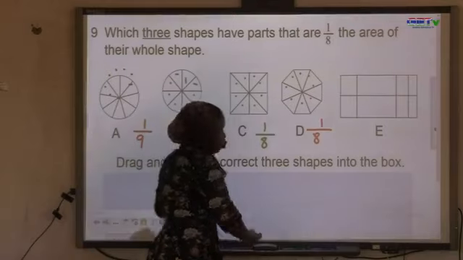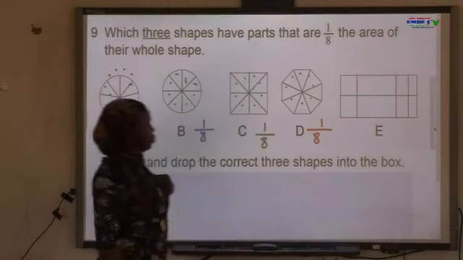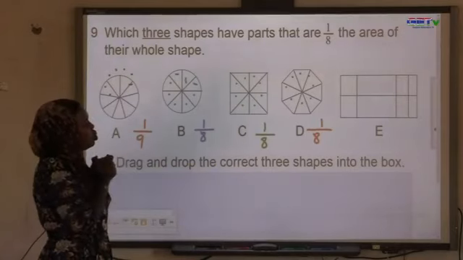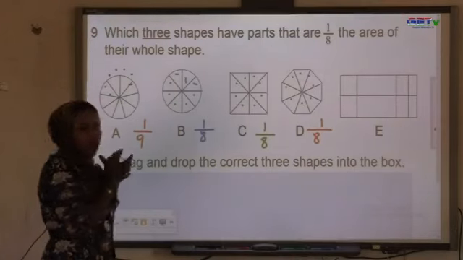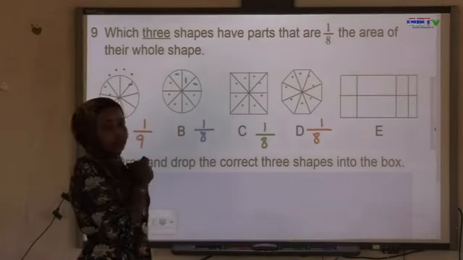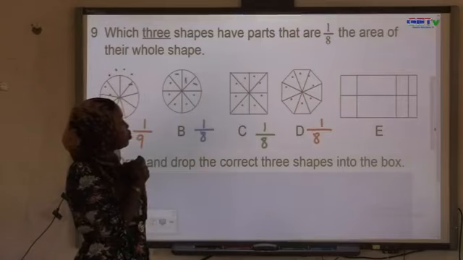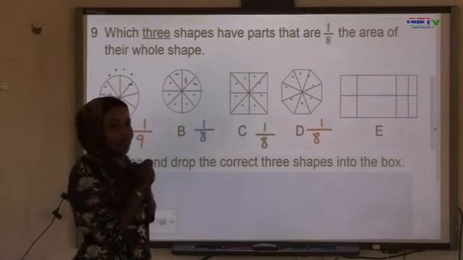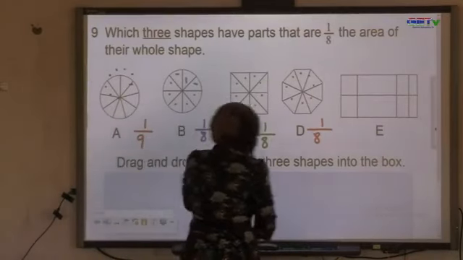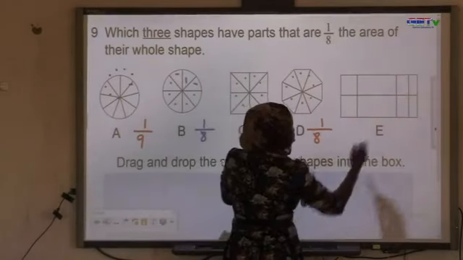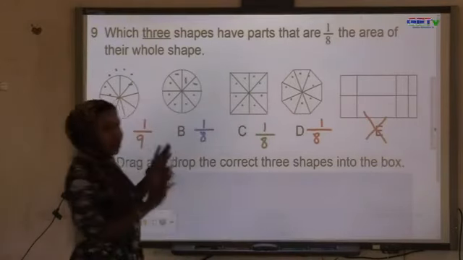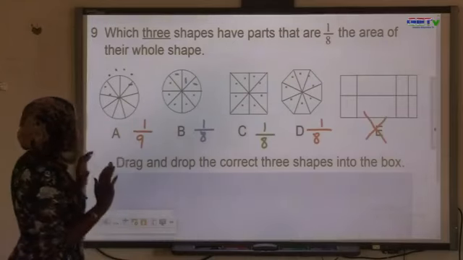We move on to option E. In option E, we have a whole. Are all the parts equal? Let's look at it. No, the parts are not equal. So option E is automatically out because the parts are not equal.